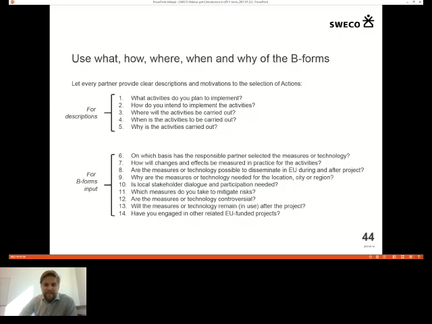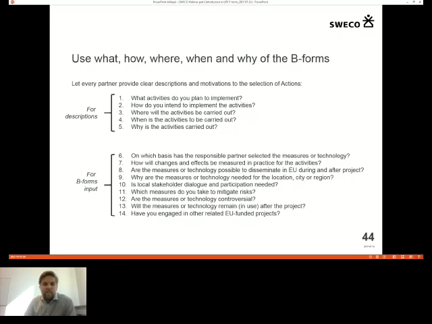But the baseline here is that the partners need to understand why they have chosen a specific technology. They need to understand how they will measure it. This is partly covered by the monitoring C action. They need to understand if this technology is applicable in any other place of the European Union.